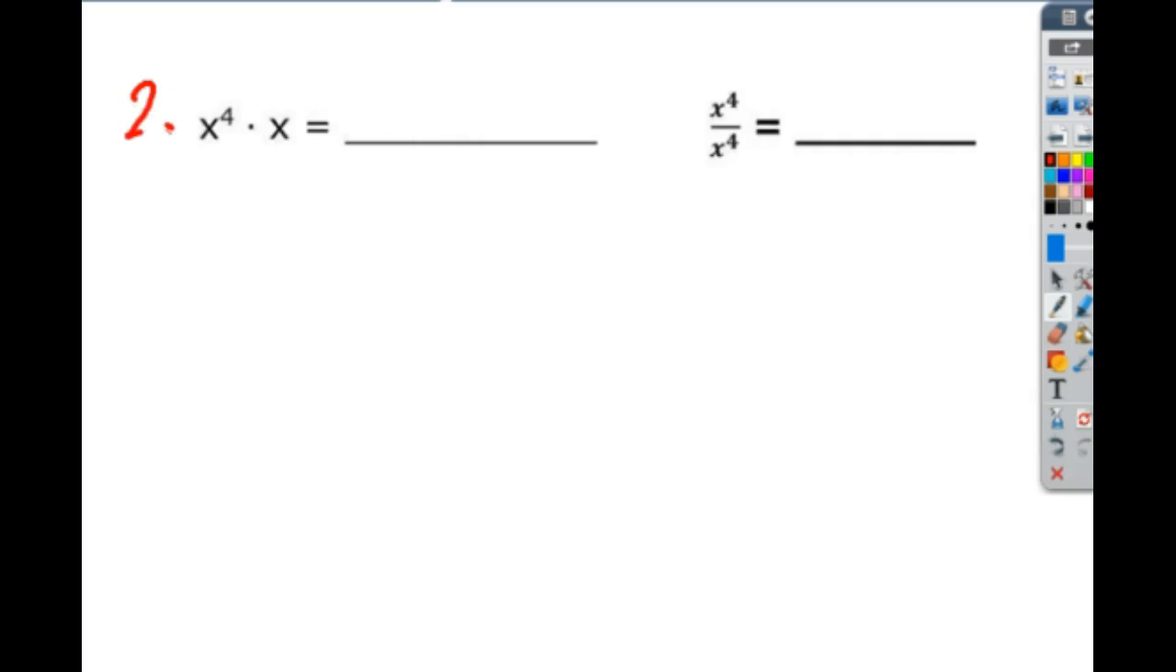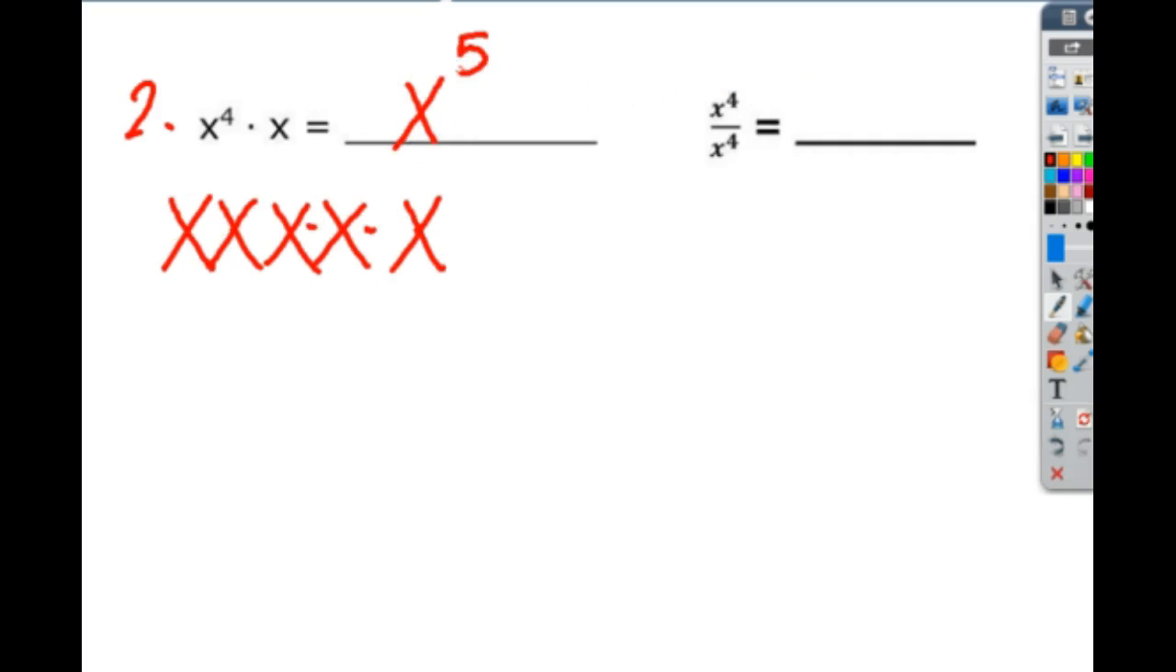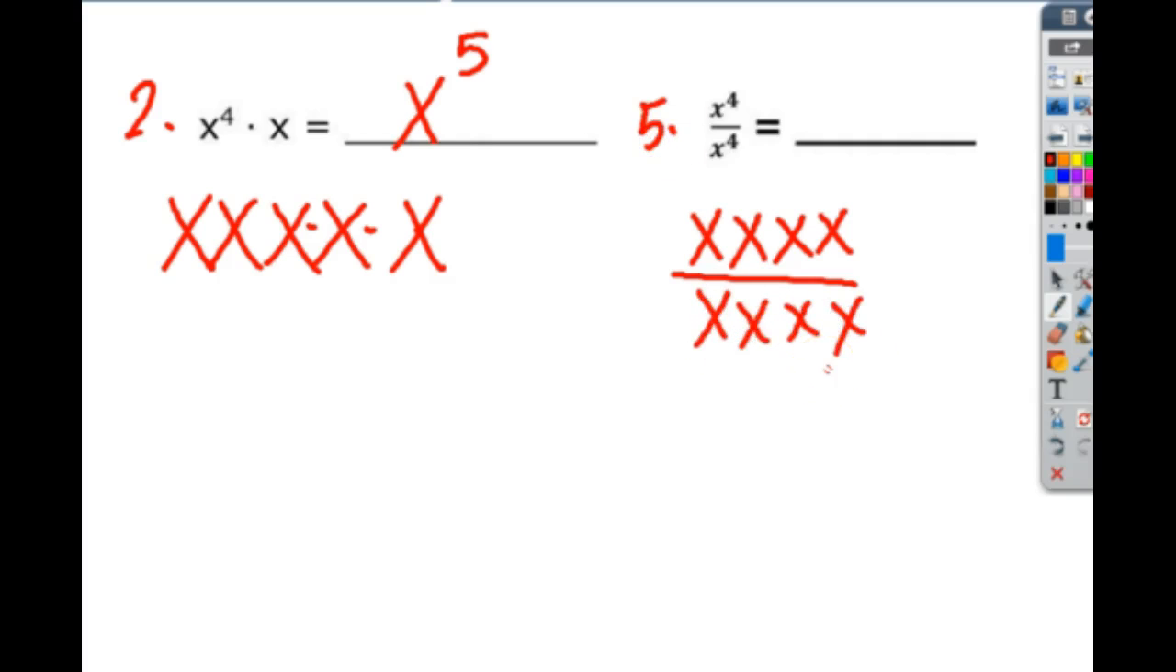To expand it, 1, 2, 3, 4, and then multiplied by 1 more x. Then count them up. That's x to the 5th power. Pretty easy, isn't it? To expand this problem number 5, x to the 4th divided by x to the 4th. And then we cancel.